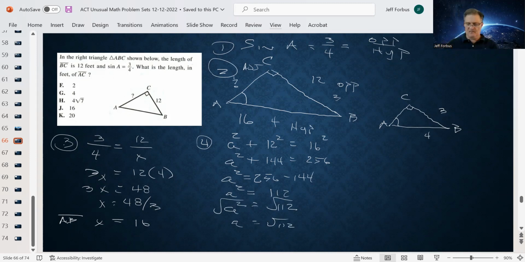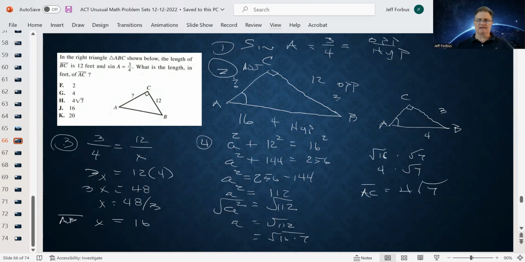Now, that's not going to work out perfectly, so we need to figure out some other roots of this. So we can say that 112 is equal to the square root of 16 times 7. All right, so let's continue over here to the right. So the square root of 16 times the square root of 7. Well, the square root of 16 is 4, so we got a perfect square out of that one. And we're going to leave square root of 7. So therefore, AC is equal to 4 times the square root of 7. And that's answer choice H.